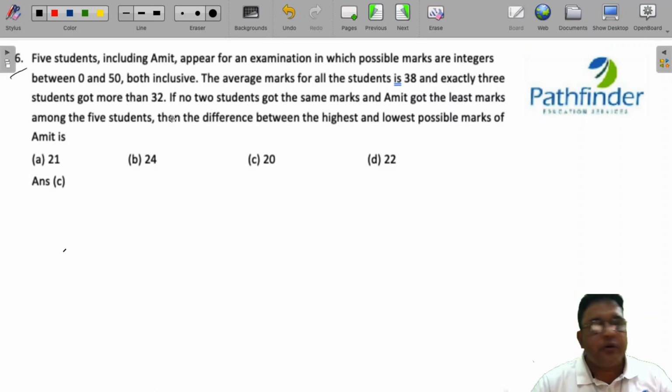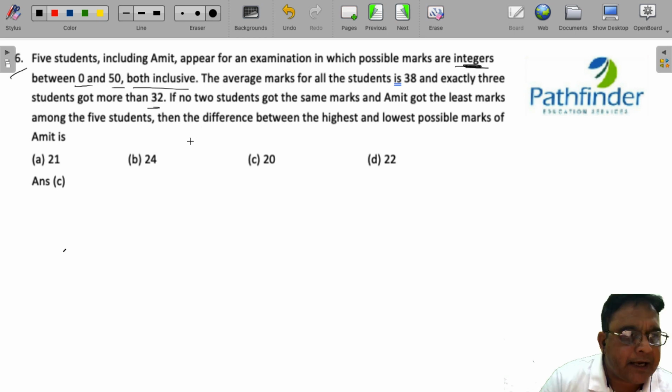CAT 2022, Slot 2 Quantitative Aptitude question number 16. 5 students, including Amit, appear for an examination in which possible marks are integers between 0 and 50, both inclusive. The average marks for all the students is 38 and exactly 3 students got more than 32. If no 2 students got the same marks and Amit got the least marks among 5 students, then the difference between highest and lowest possible marks of Amit.